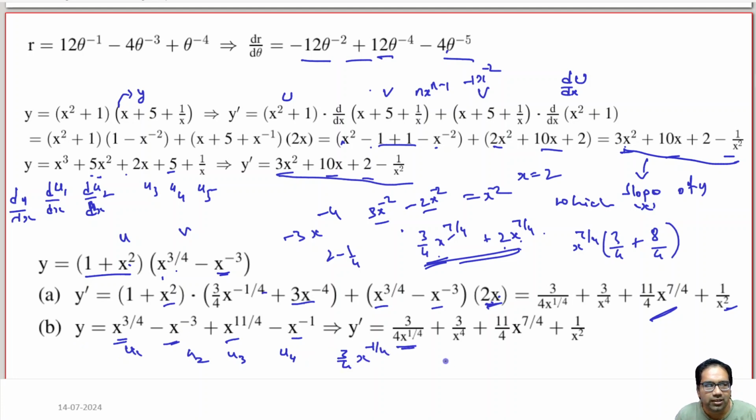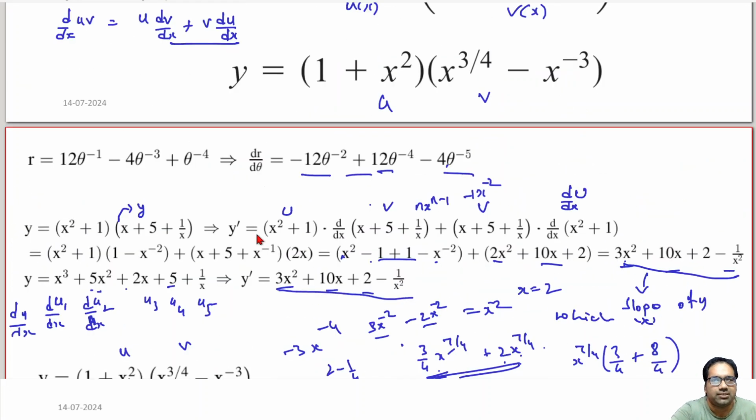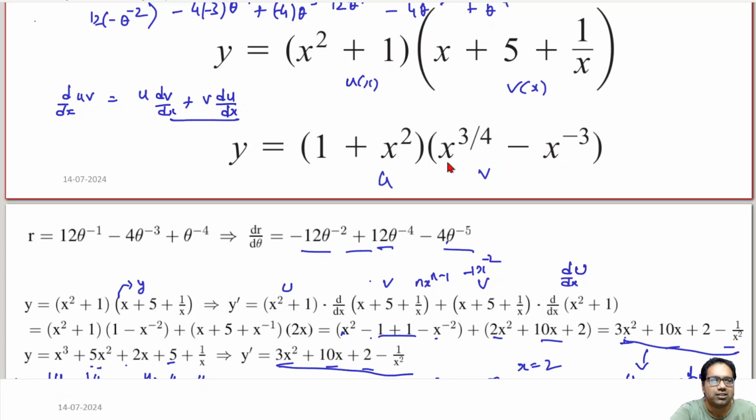Here, minus of minus 3 is plus 3 into x power minus 3 minus 1, which is x power minus 4, that is plus 3 by x power 4. And here 11 by 4 into x power 11 by 4 minus 1, that is 7 by 4, so 11 by 4 x power 7 by 4. Minus of minus 1 is plus 1 into x power minus 1 minus 2, which is 1 by x squared. So this one and this one are exactly the same. Whichever way we choose, we get the same result, whether you do the product first and then differentiate, or take these two as different functions and use the product rule formula.